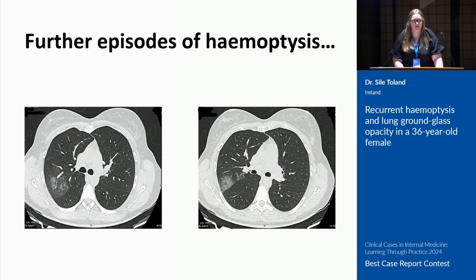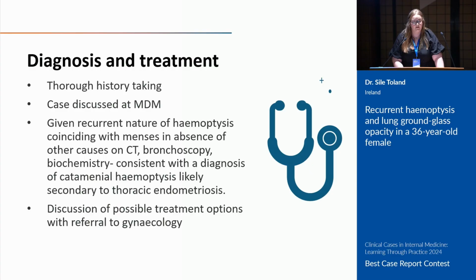But what was important is that during this time we took a little bit more thorough history, and it turned out that these episodes were occurring on a monthly basis, in a cyclical manner, and they coincided with her menstrual cycle. So each time this lady had her period, she had episodes of haemoptysis. Following this, she was discussed at the MDM, her imaging was reviewed, but I guess the important thing was that history of haemoptysis with her menstrual cycle. And it was felt that this was consistent with a diagnosis of catamenial haemoptysis associated with thoracic endometriosis.